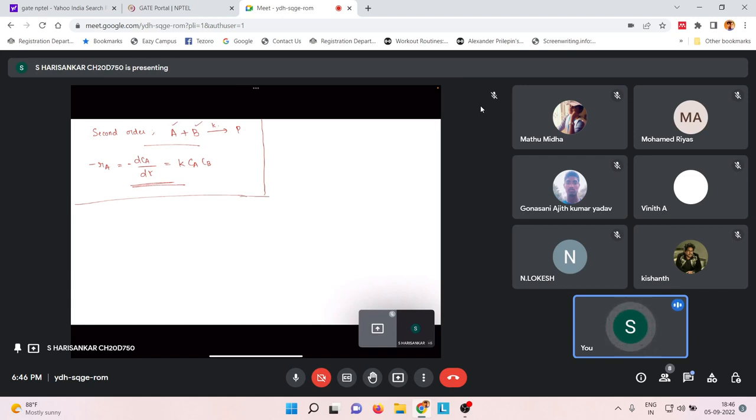Let's skip. Let's move on pretty quickly to ideal reactors.